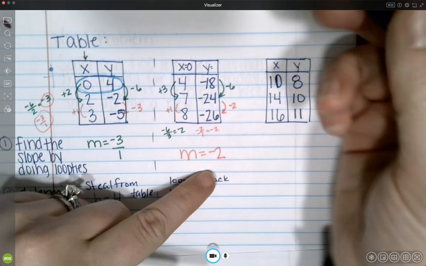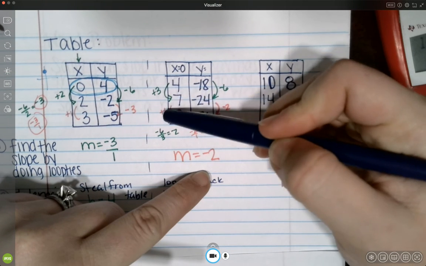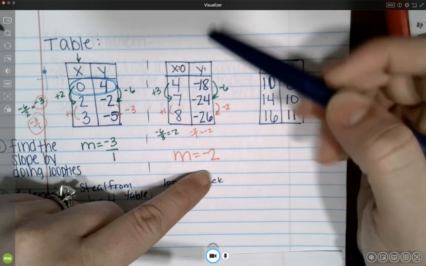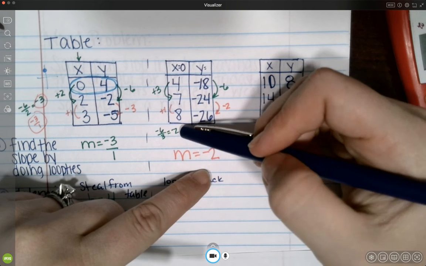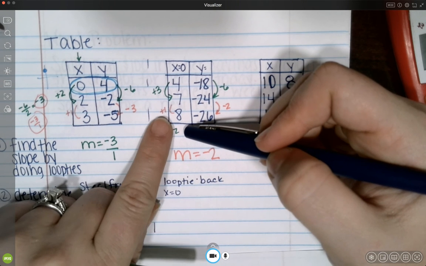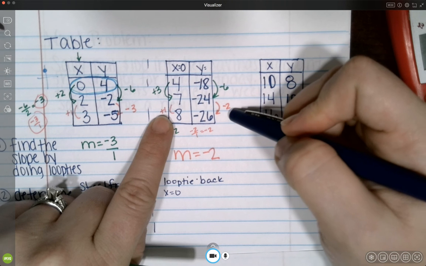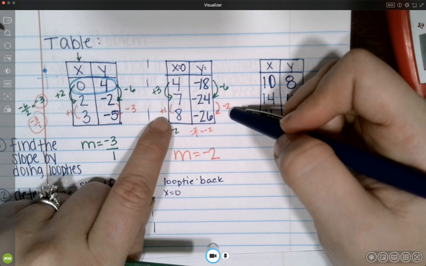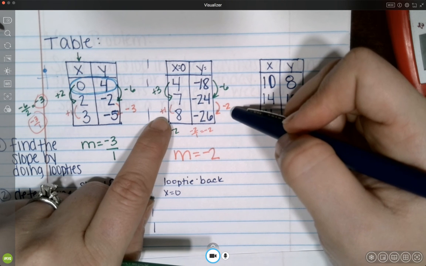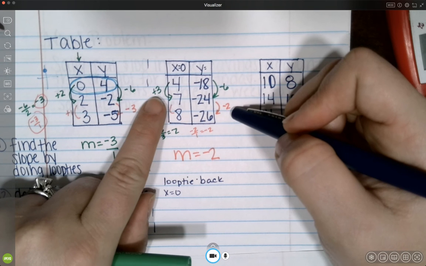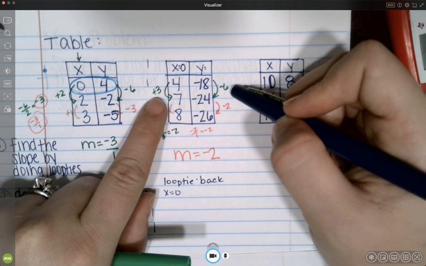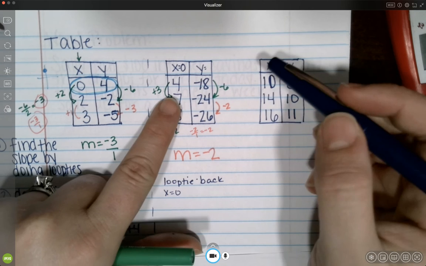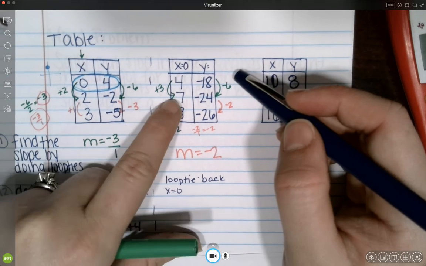I'm going to use my consistent numbers to do this loop d-ing. Or I can use my negative 2 over 1. For every loop d of 1, I have to loop d negative 2. Every time I loop d negative 1, I have to loop d positive 2. I could also loop d backwards 3, which means I'm going positive 6. So I'm doing the opposites of these. I need to go from 4 to 0.